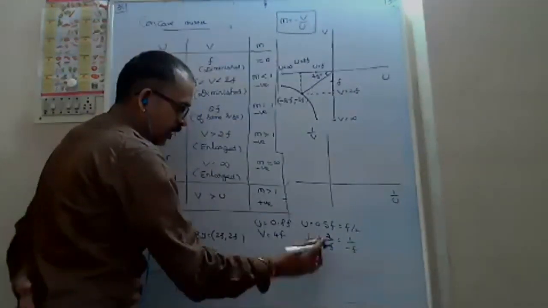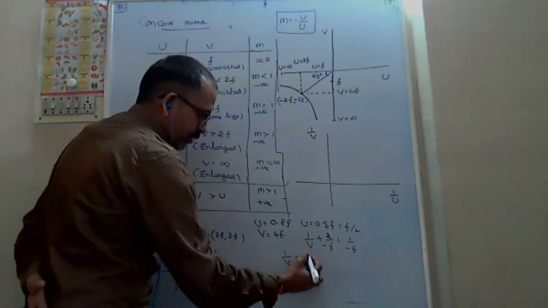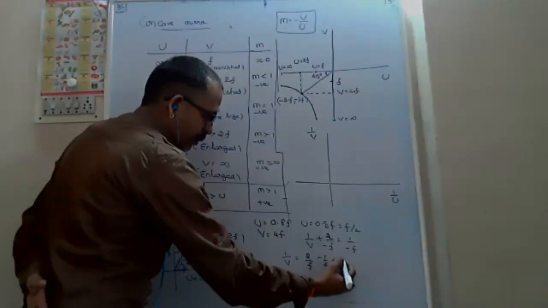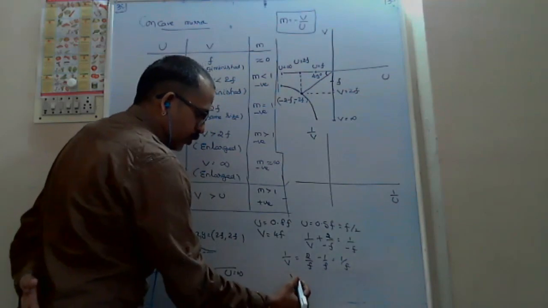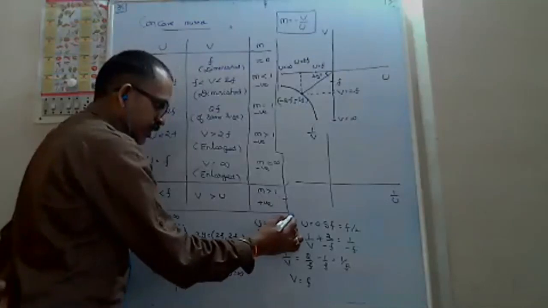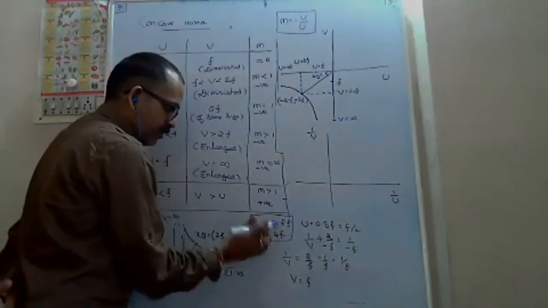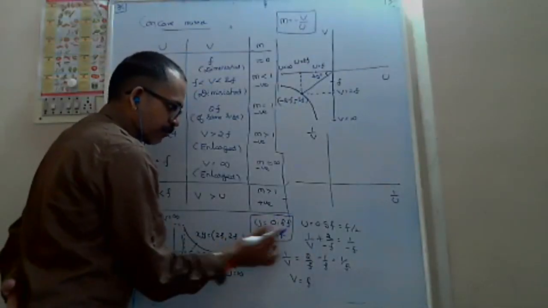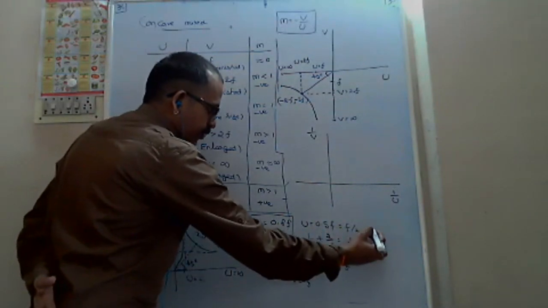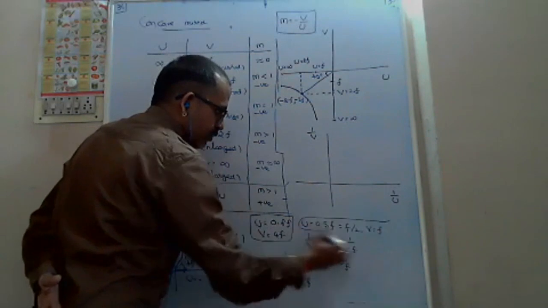So this minus 2 by F I am taking to the other hand, plus 2 by F minus 1 by F. I am getting 1 by F. So V equals F. See here, if U is equal to 2F, V equals 2F. If U is equal to 1.5F, V equals 3F. If U is equal to 0.5F, then V equals, I got F.